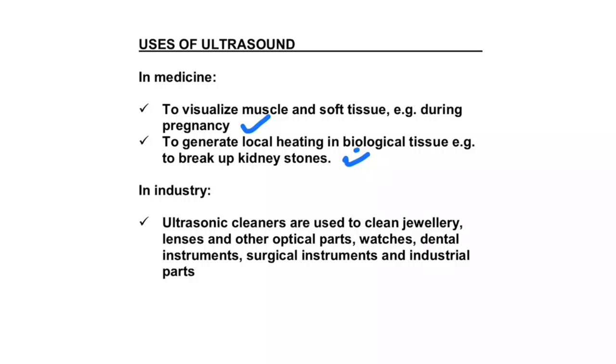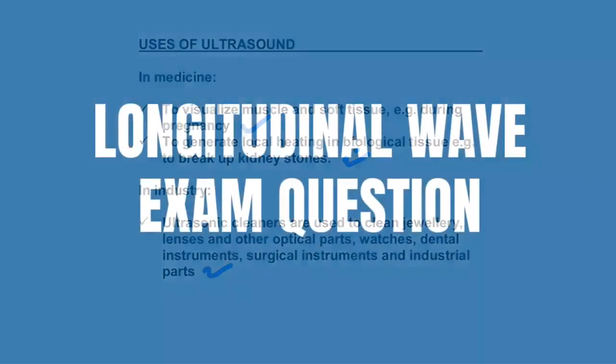And then in the industry, ultrasonic cleaners are used to clean jewelry, lenses and other optical parts, watches, dental instruments, surgical instruments, and industrial parts. Well, that is the use of ultrasound in medicine and in the industry. So now that we have covered all the basics, let's go ahead and solve some past exam questions.